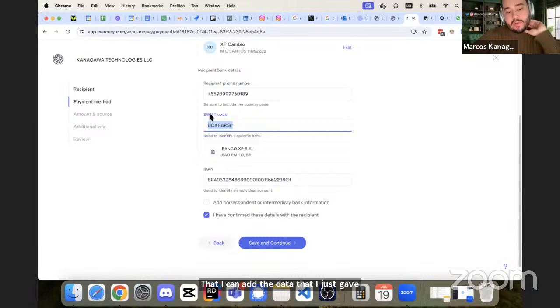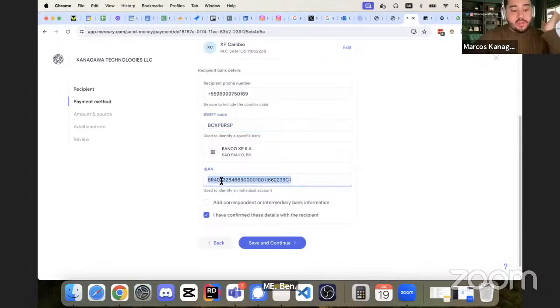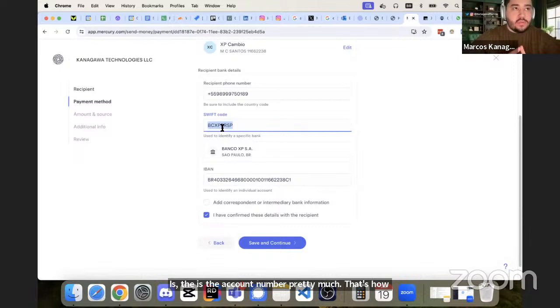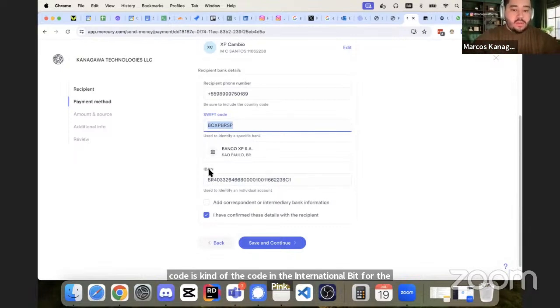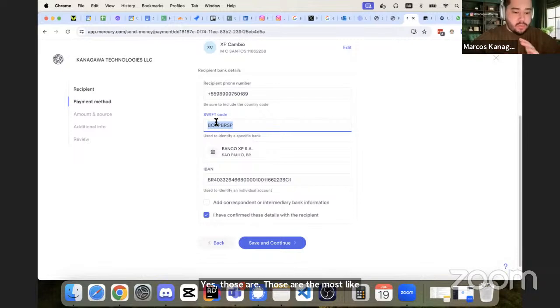Internationally, banks use two things. I'm not sure if you guys have heard of those terms, SWIFT and IBAN. IBAN is the account number, pretty much. That's how banks around the globe identify themselves. And SWIFT code is kind of the code in the international system for the bank. Those are the most important things you need to know, talking about banks, like SWIFT and IBAN. Those are the numbers of your bank account.